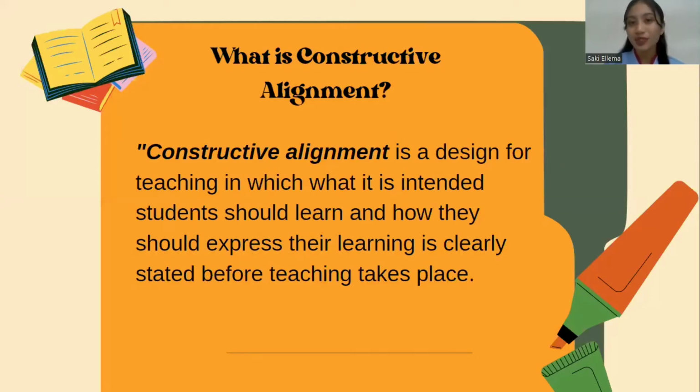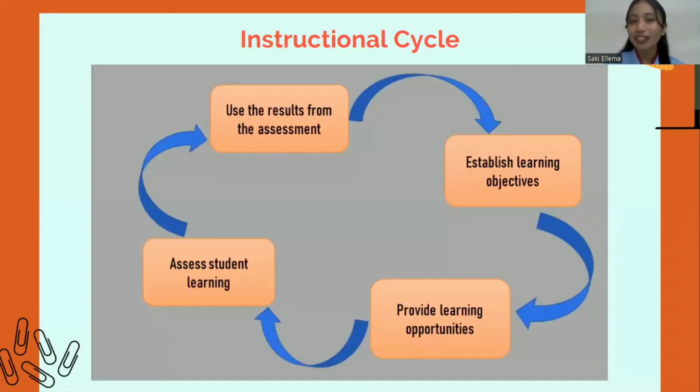So, what is constructive alignment? Constructive alignment is a design for teaching in which what is intended students should learn and how they should express their learning is clearly stated before teaching takes place. So I have here the instructional cycle of constructive alignment. First, we have establish learning objectives. We have provide learning opportunities, assess student learning, and lastly, use the results from the assessment.